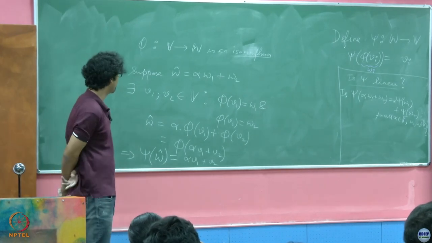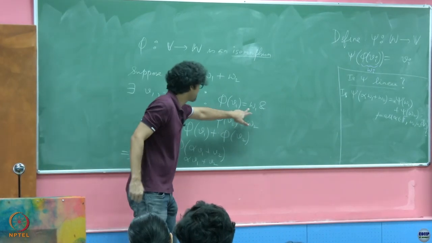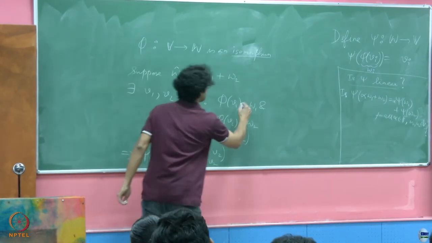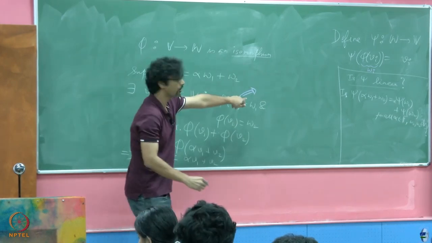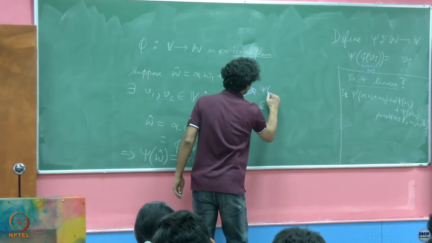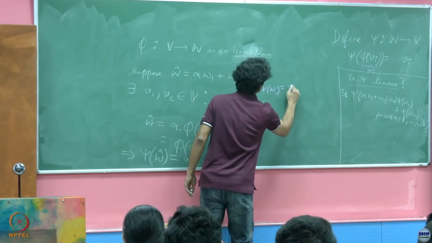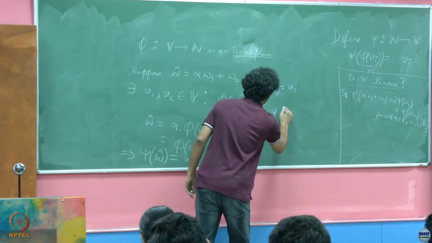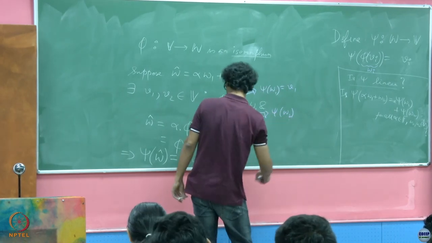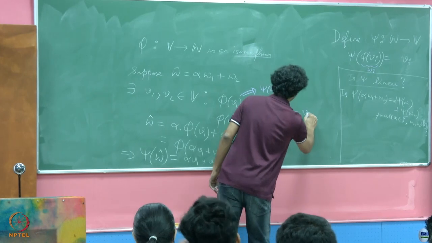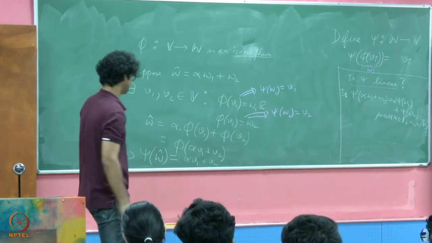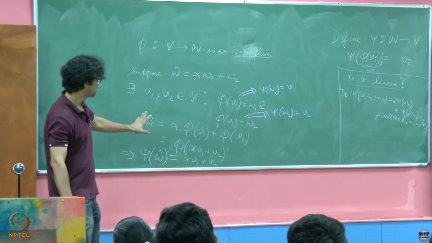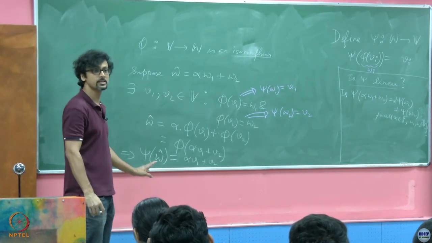But what is alpha V1? From this, let me just take a detour over there. This immediately also implies that psi acting on W1 must be equal to V1, and this also must immediately tell me that psi acting on W2 must be equal to V2. Yeah? If there's any step that you have any questions about, please ask.